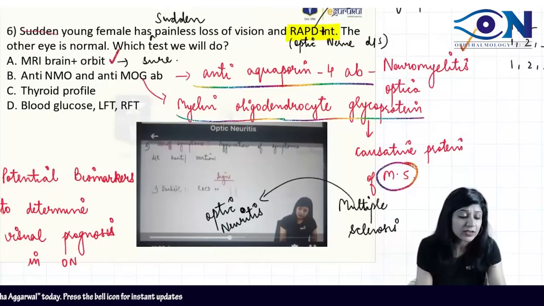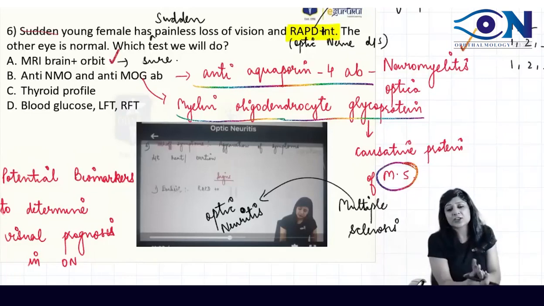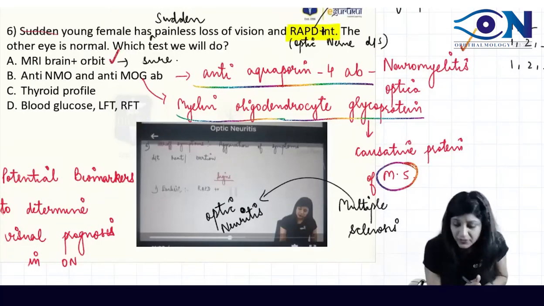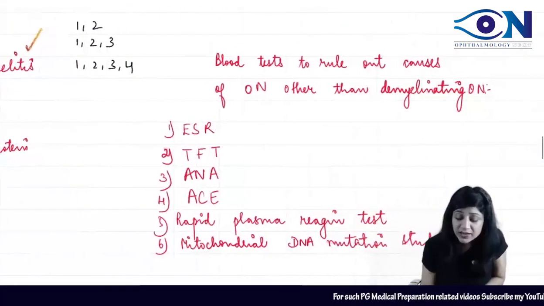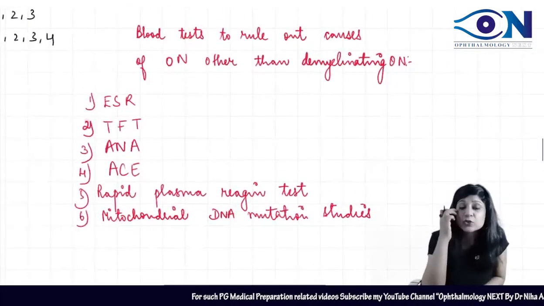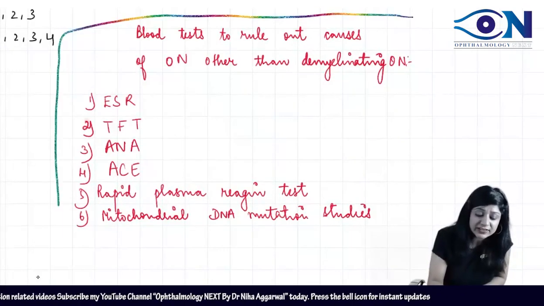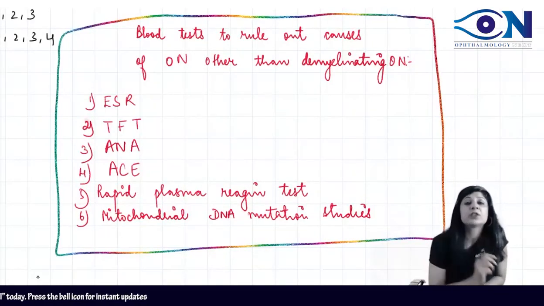Now what do you think? Should we do a thyroid profile? We were having a discussion about the thyroid profile. Actually, thyroid disease can also lead to compressive optic neuropathy, right? And there is a common dictum, I found out all the tests that you should do in a patient of optic neuritis.